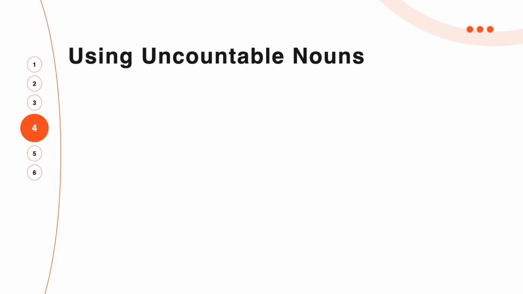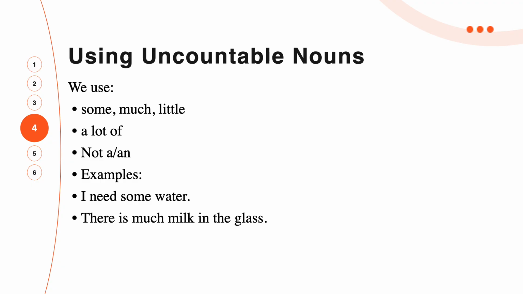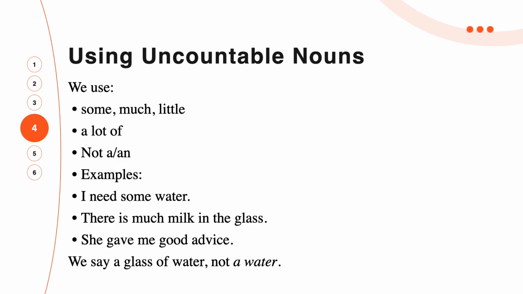Using uncountable nouns. We use some, much, little, a lot of, not a, an. Examples: I need water. I need some water. There is much milk in the glass. She gave me good advice. We say a glass of water, not a water.